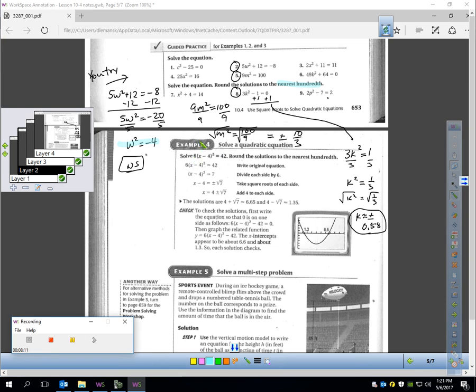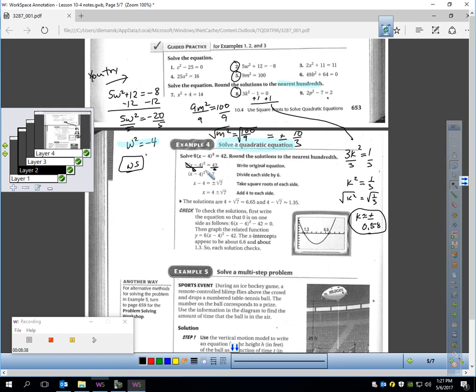This technique also works nice when you have a problem that looks like a binomial being squared, like this particular example, okay? When we have that, we can use this technique to solve these too. So the first thing would be to get the square isolated. So we're going to divide each side by 6 first, which cancels the 6's. So I would have x minus 4 squared on the left and 7 on the right.